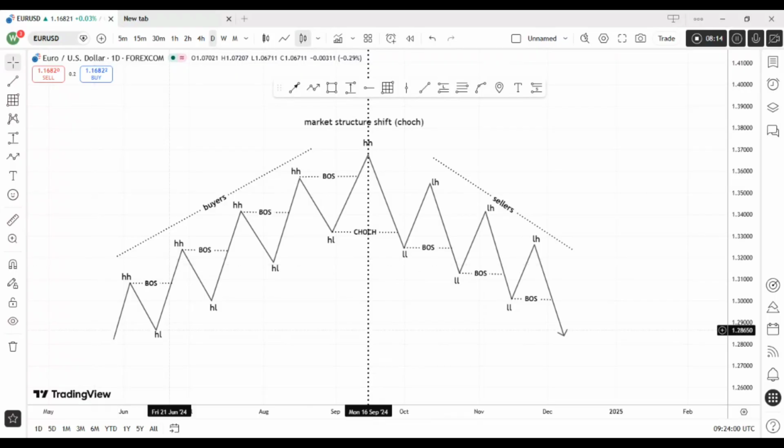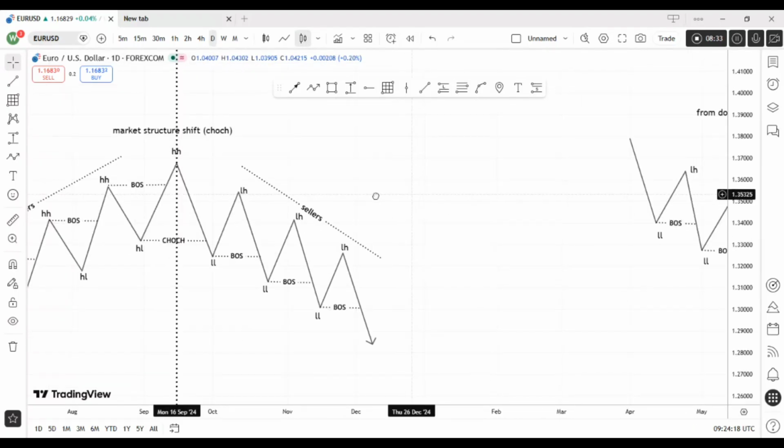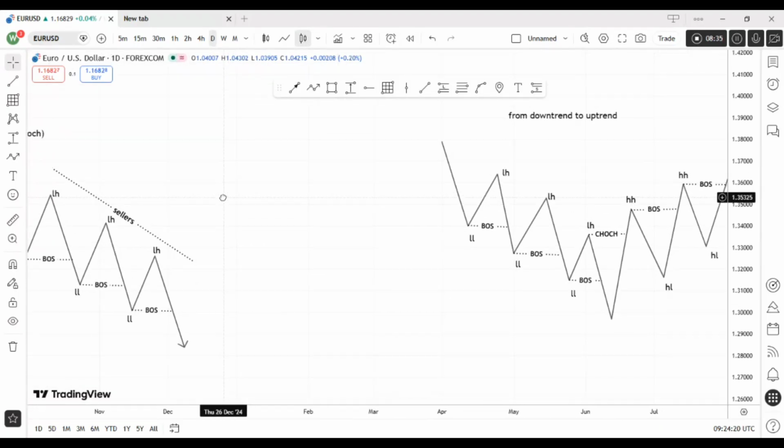So here the market is from an uptrend to a downtrend. It's from the buying momentum to a selling momentum. But we shall be looking at when the market is from a selling momentum to a buying momentum. Let's continue to our diagram and see.